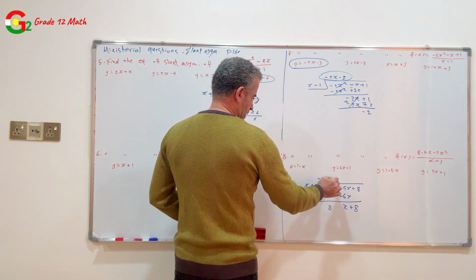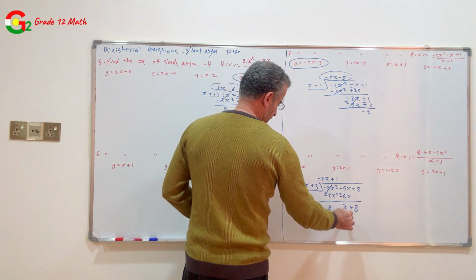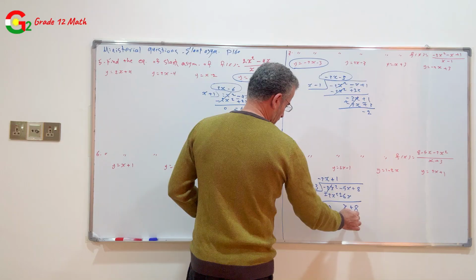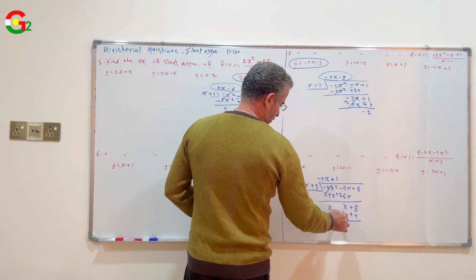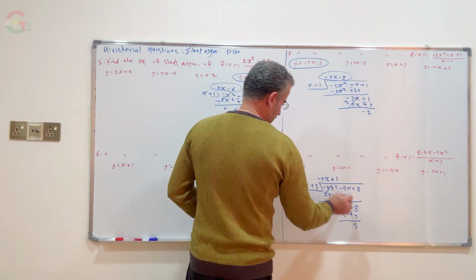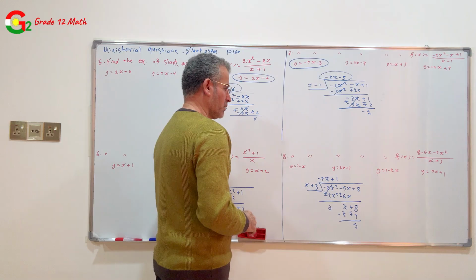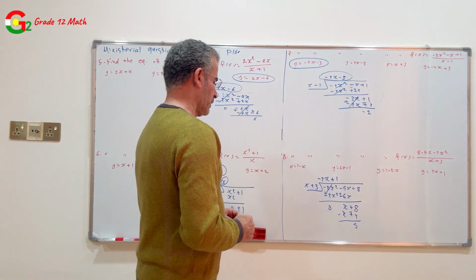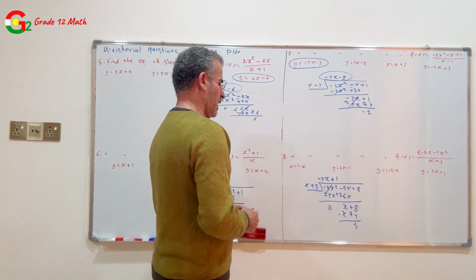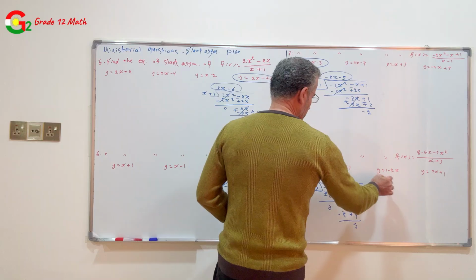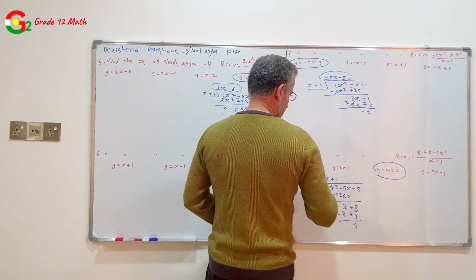x divided by x is 1. 1 times x is x, 1 times 3 is 3. By subtraction, the result is negative 2x plus 1, and the remainder is 5. And the answer is C, 1 minus 2x.